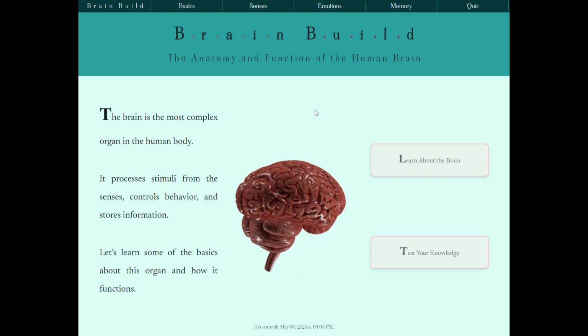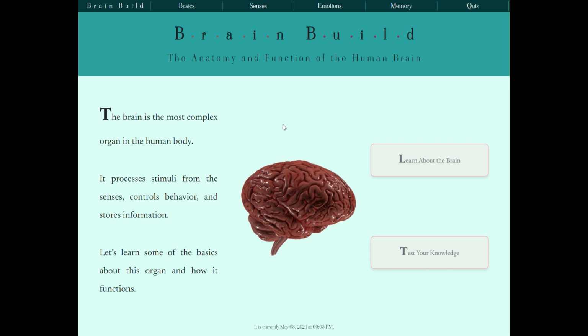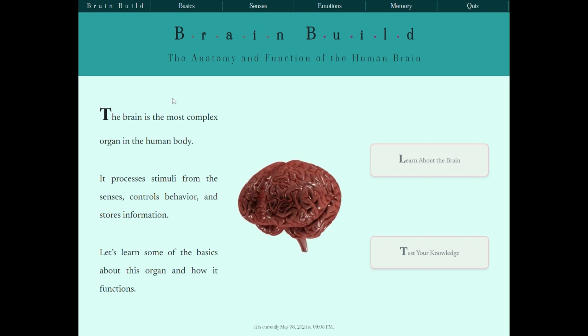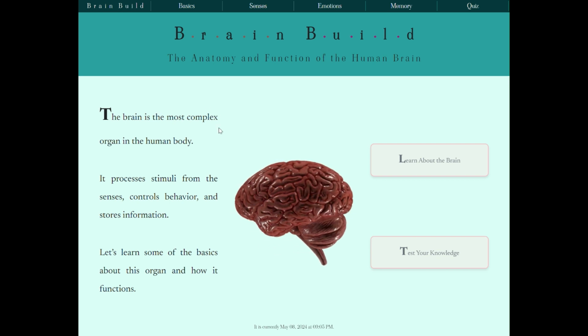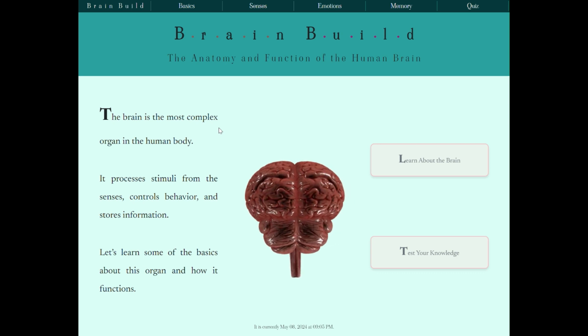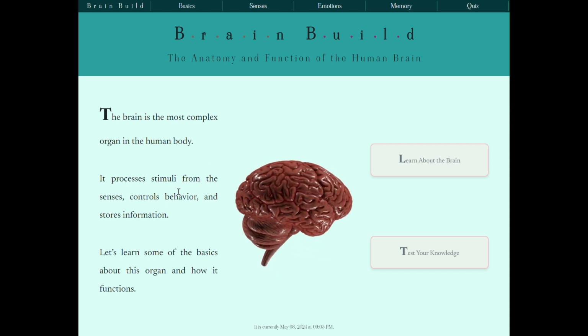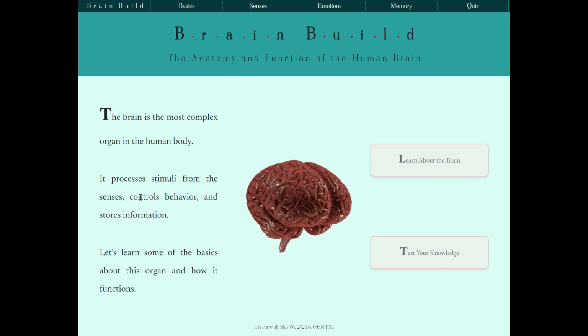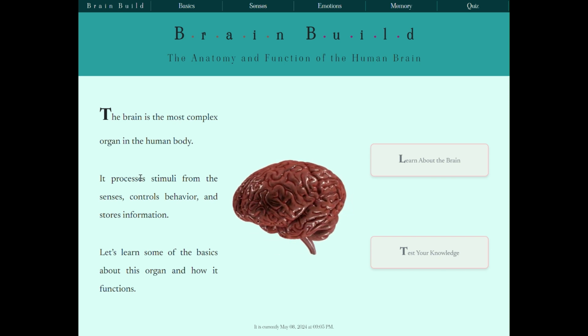Okay, brain build. It looks like I've been here before. The anatomy and function of the human brain. The brain is the most complex organ in the human body. It processes stimuli from the senses, controls behavior, and stores information. Let's learn some of the basics about this organ and how it functions.